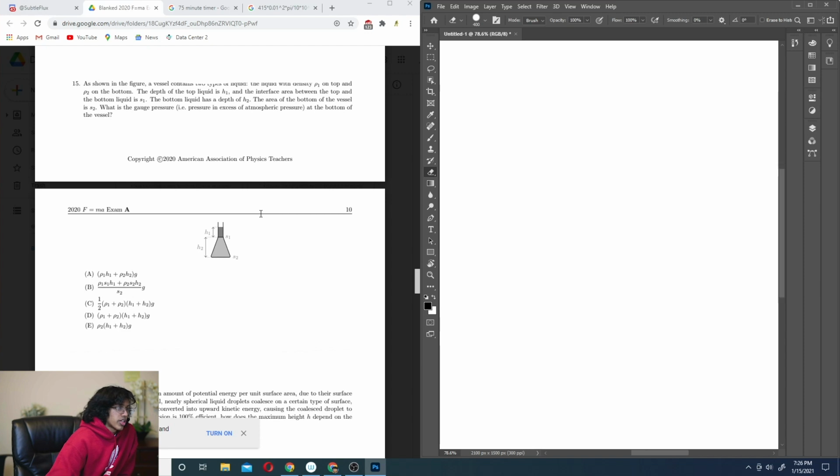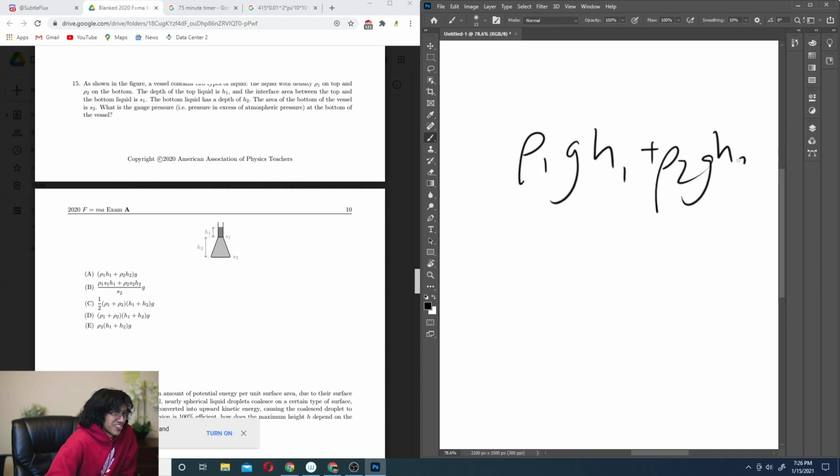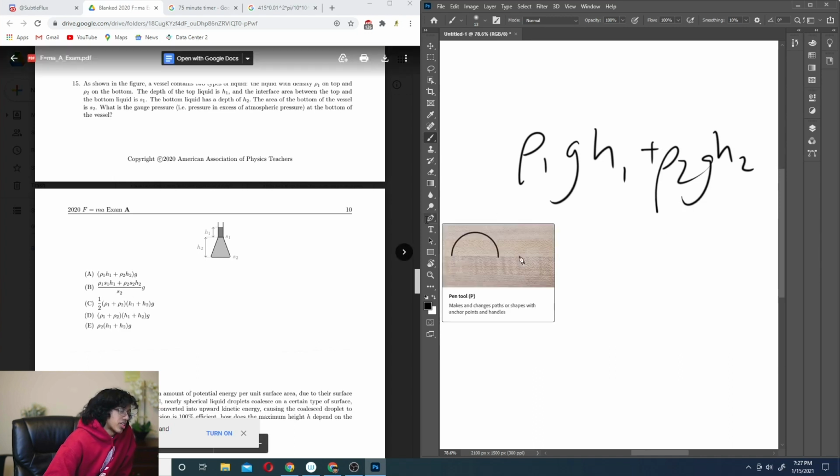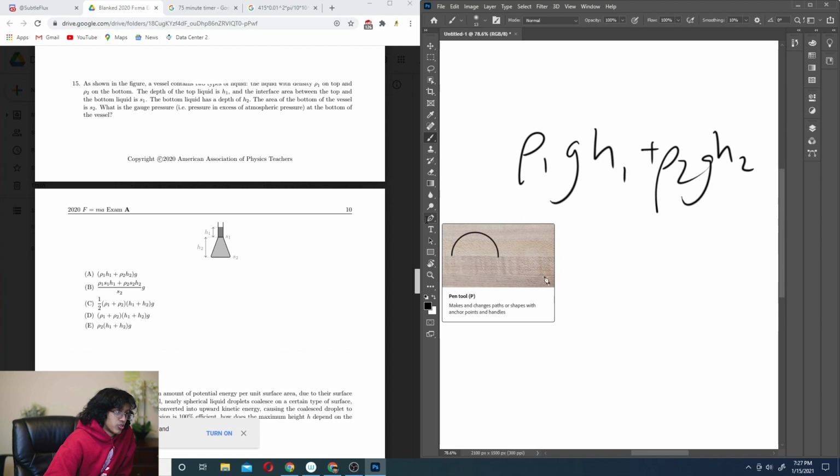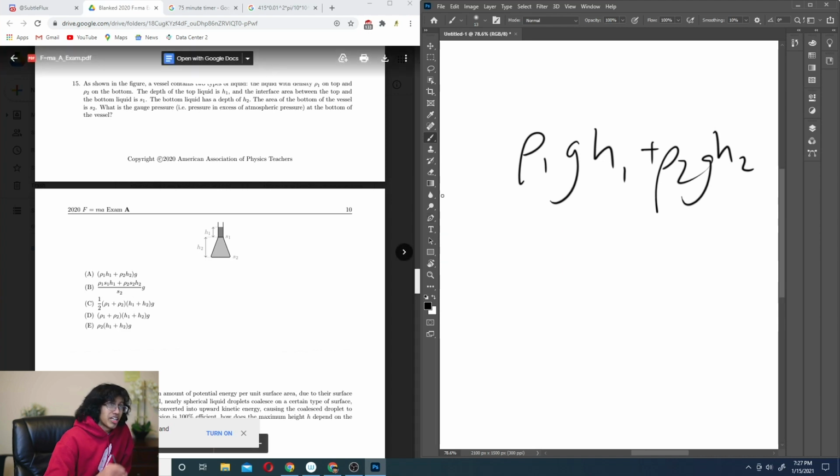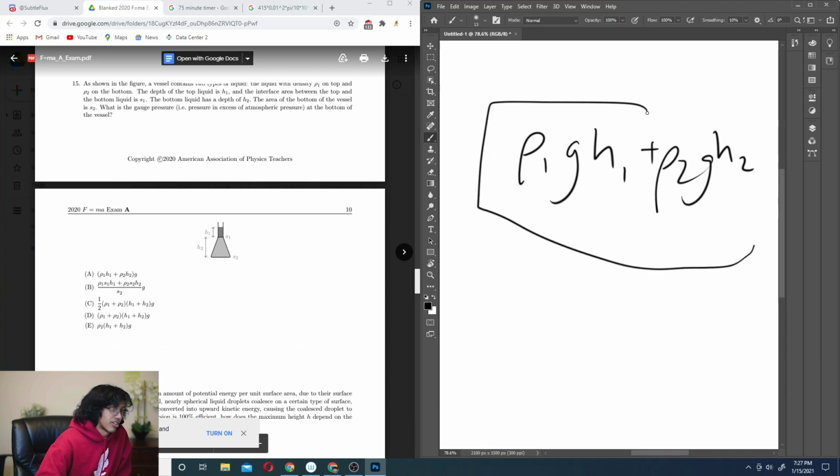So obviously, the pressure due to the top one is going to be rho 1 g h1, right? And then I'm pretty sure the next one is just rho 2 g h2, and that's it. You don't have to do anything fancy with the areas, because pressure is transmitted equally everywhere in the fluid. So increasing the area doesn't impact the pressure, so area doesn't really matter. The only thing that will impact it is the gravity stuff. So I'm just going to go with A.